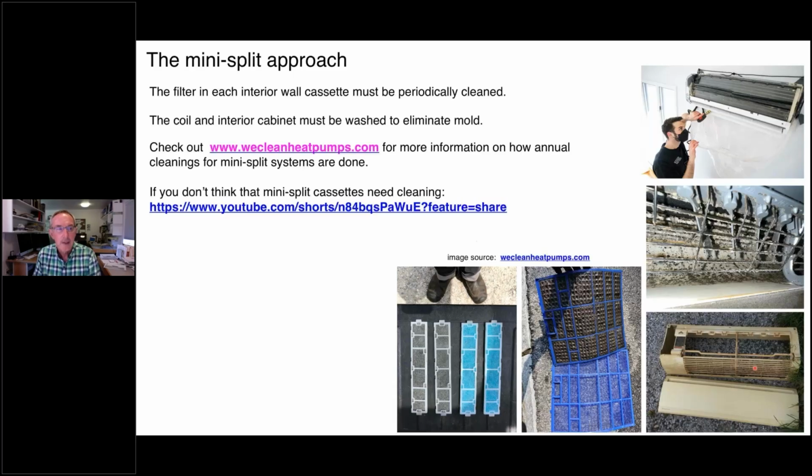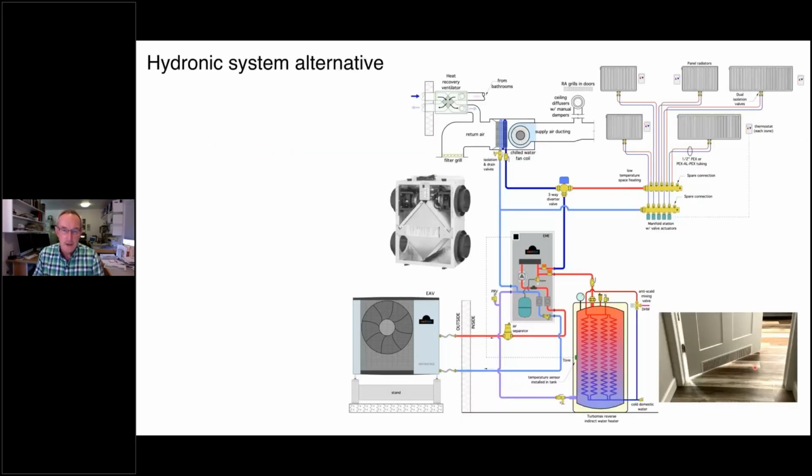Okay. Now, what's the hydronic alternative? And I'm giving you a pretty specific configuration over here. First of all, it's going to be based on the Enertech AV060.